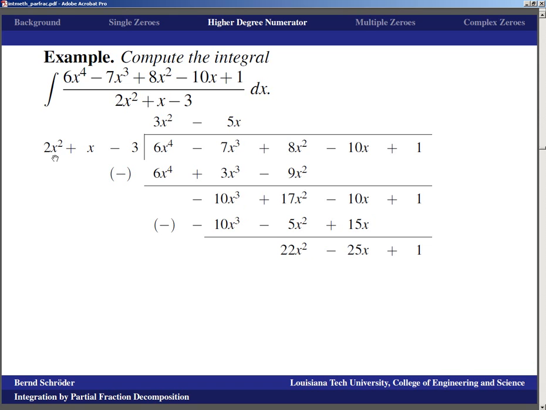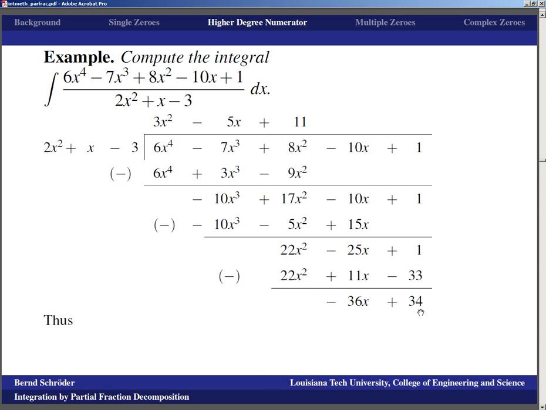22x squared divided by 2x squared should give us 11. And that gives us 11 times 2x squared is 22x squared. 11 times x is 11x. And 11 times negative 3 is negative 33. And again, we subtract it all. And what we get is 22x squared minus 22x squared goes away. 25x minus 11x is negative 36x. And 1 minus negative 33 is plus 34.